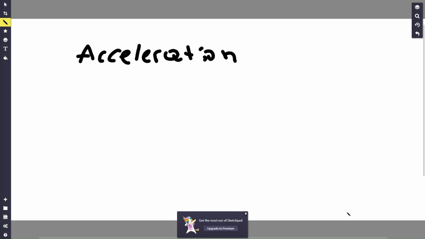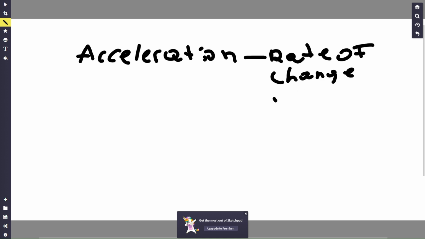Now, sorry, the thing was bugging out. So, like I said earlier, acceleration is defined as the rate of change of velocity.